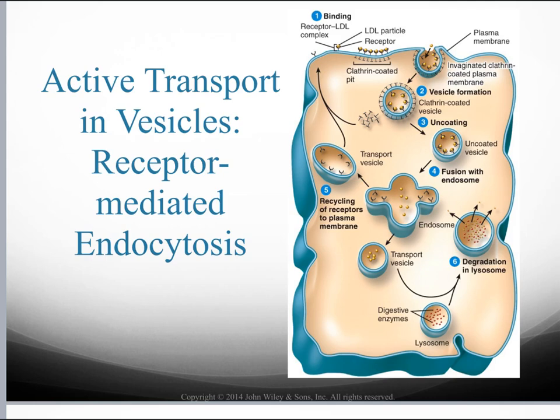Active transport in vesicles, receptor-mediated endocytosis. So here we go with an LDL receptor-bound complex. LDL arrives, it binds to that receptor. The plasma membrane invaginates, forming a clathrin-coated pit, and forms this vesicle. It is a clathrin-coated vesicle. Now, the clathrin is removed, at which point this uncoated vesicle will fuse with an endosome.